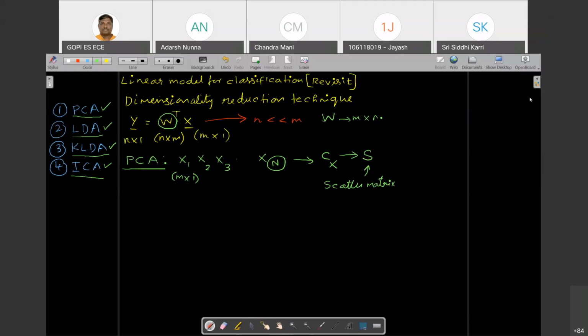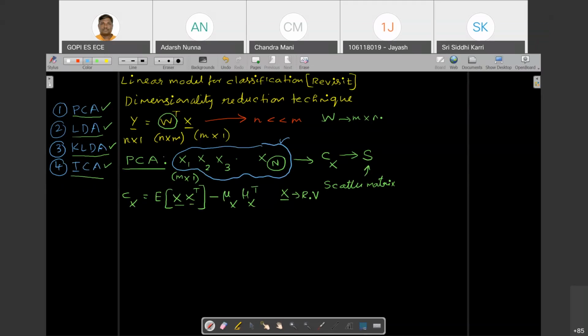The covariance matrix is the statistical definition. The basic definition of the covariance matrix is the expectation of (x minus mu x)(x minus mu x) transpose. This is the actual definition of the covariance matrix, where x is a vector. X is basically a random vector, and these things are considered as the outcomes of it. These are all the training data given to you.